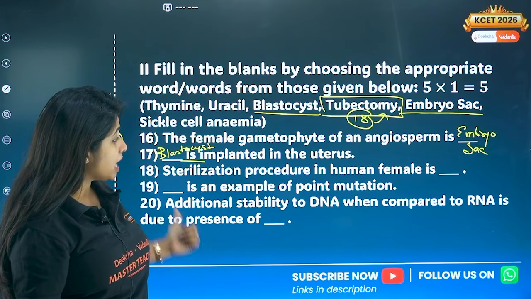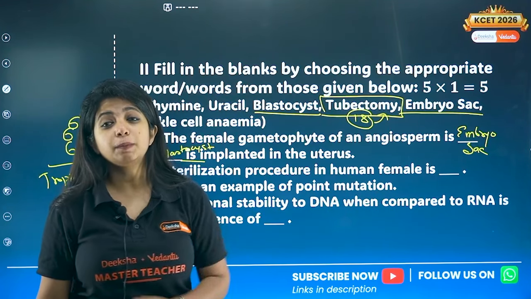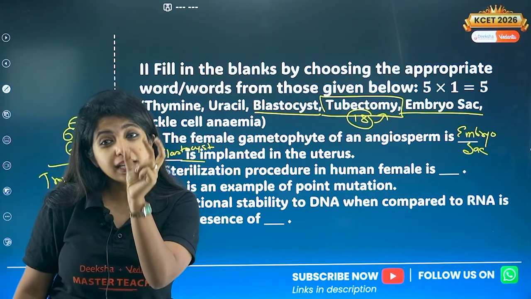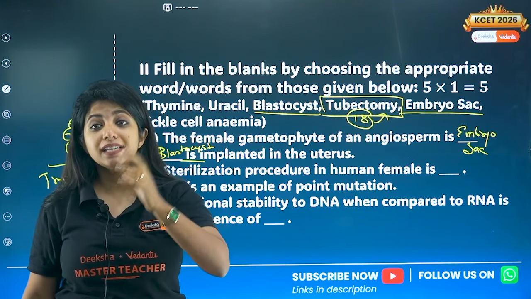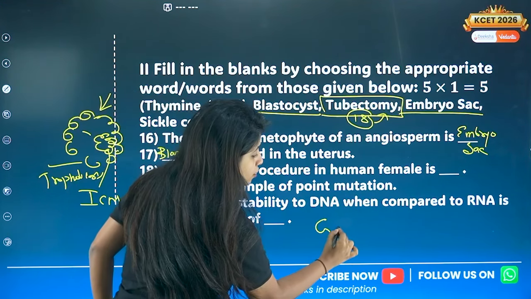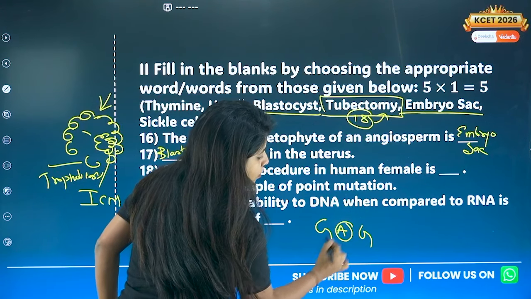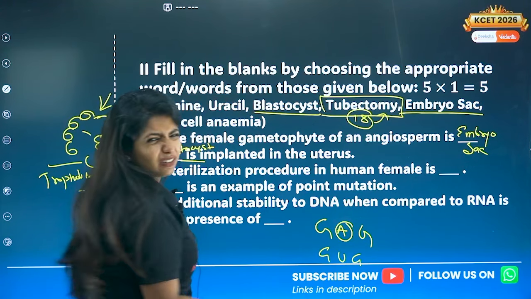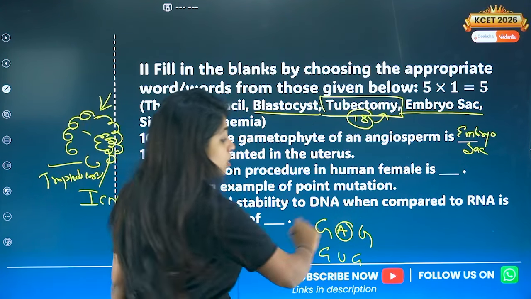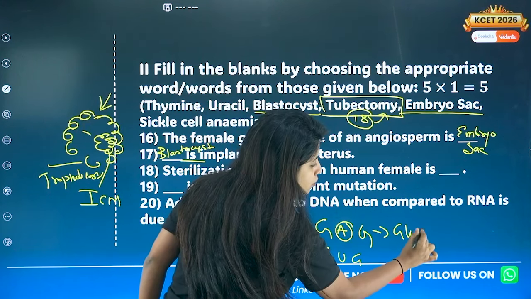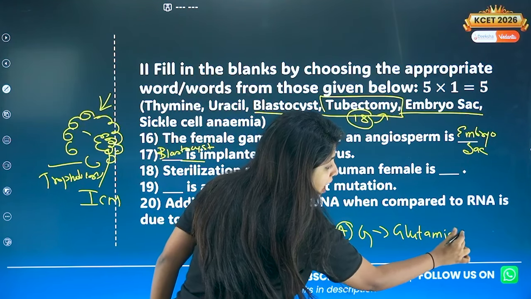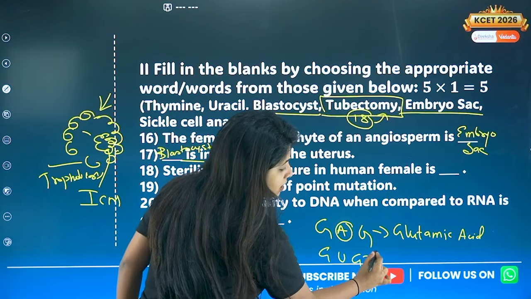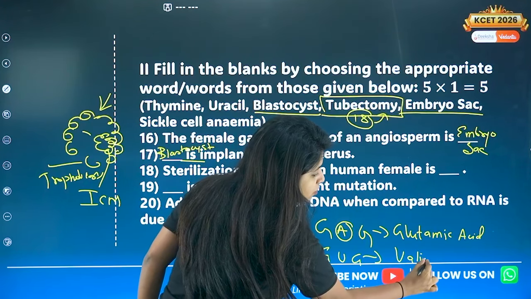Now, dash is an example of point mutation. That means only at one particular point, a single base pair is being changed. For example, suppose it was GAG, but now it is GUG. Do you think it will bring out certain changes? Yes. GAG codes for an amino acid that is known as glutamic acid, and over here, this guy codes for another amino acid that is known as valine.